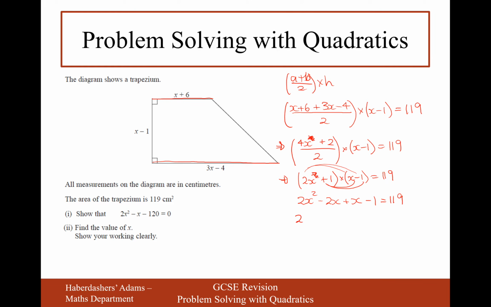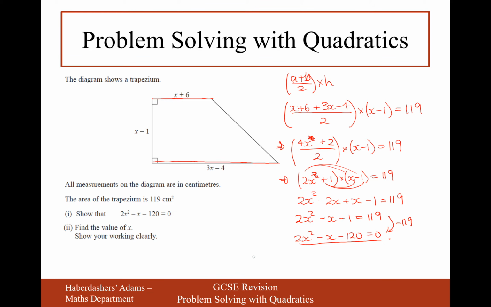Let's simplify what we've got here. 2x squared minus x minus 1 equals 119. Let's now take away 119 onto the other side. Get 2x squared minus x minus 120 equals 0. Lovely.